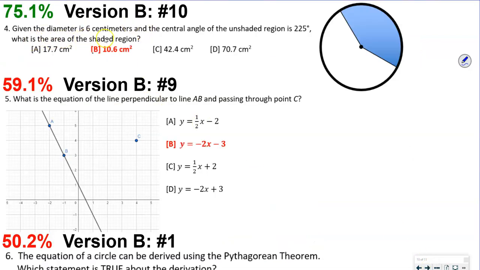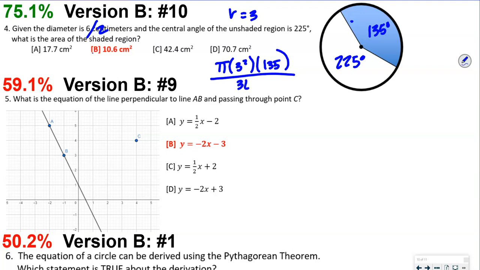All right, this next one says given the diameter is 6 centimeters, that means what? We got to divide this by 2, so our radius is 3. It says the central angle of the unshaded region is 225 degrees. What is the area of the shaded region? Okay, so we're going to do 360 minus 225 here. So that means this part right here is 135 degrees. So when we do this one, it's going to be pi times 3 squared. This formula's on the formula sheet, y'all. Times 135, all divided by 360. And notice there is no pi in the answers, so we're going to multiply this one by pi, okay?